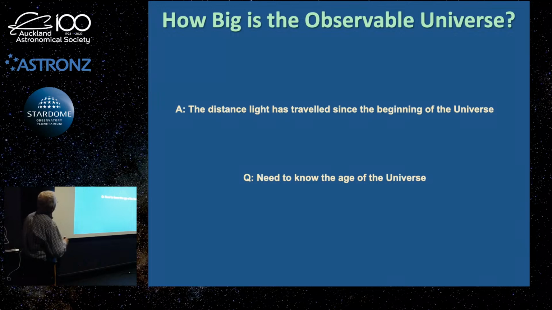So the next question you might say, well, okay, let's look at the whole universe. How big is the observable, or the whole universe? How big is it? And the answer to that is easy. It's the distance light has travelled since the beginning of the universe. Easy.